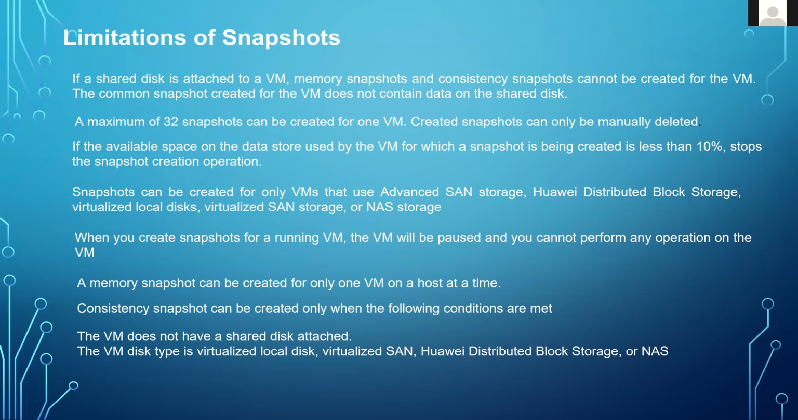The consistency snapshot can be created only if the following are met. The VM does not have a shared disk attached. Raw disks, virtualized local disk, virtualized SAN, Huawei distributed storage, or NAS are supported with the consistency snapshot. So these are some limitations. Whenever you are taking a snapshot and you are facing issues, you have to take care of these.